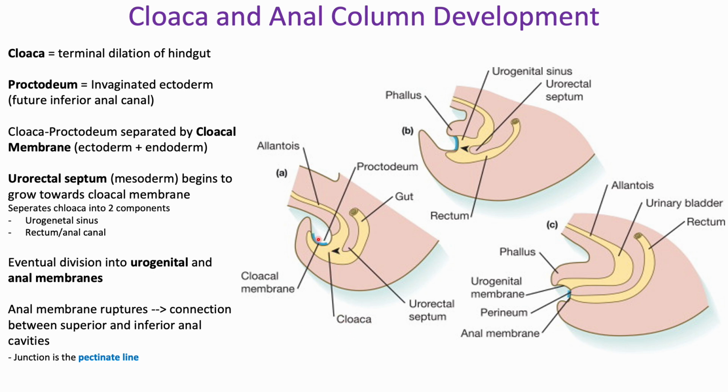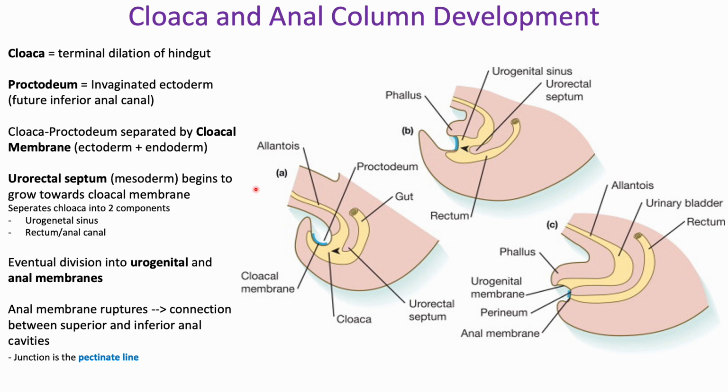Of note, the skin just distal to the cloaca is going to be called the proctodeum. So the proctodeum is then going to invaginate, and this invaginated ectoderm is going to eventually form that inferior component of the anal canal. So here you can see the proctodeum invaginating, going in towards the eventual anal canal.